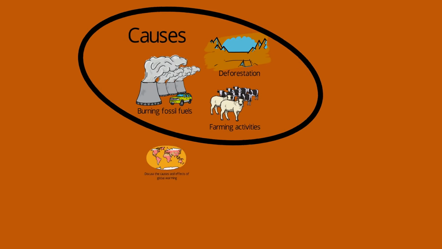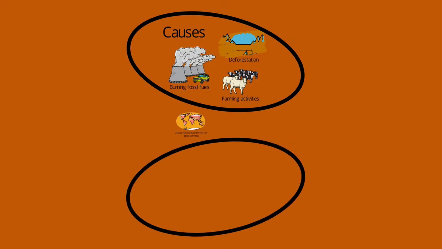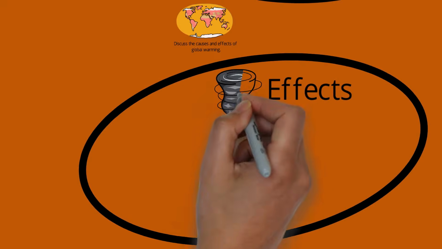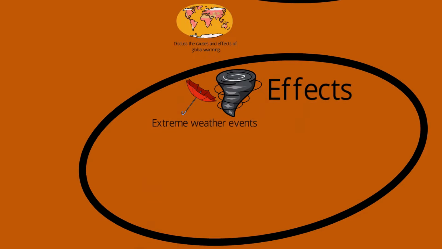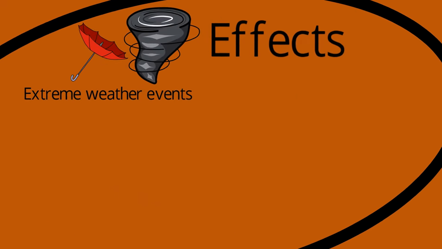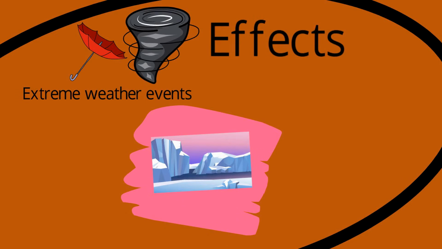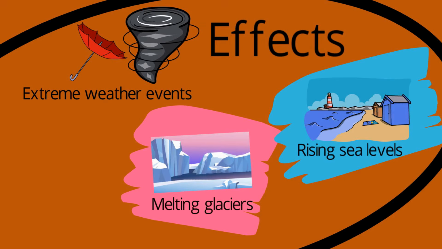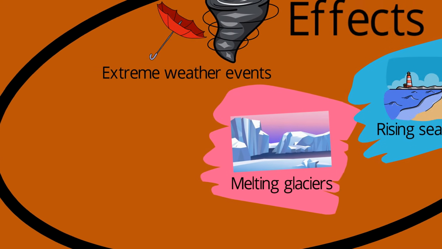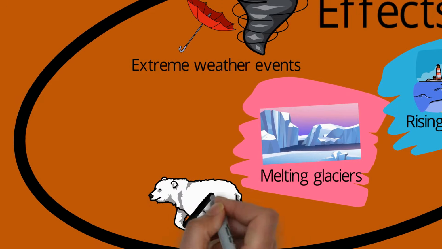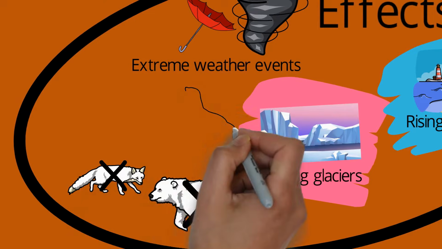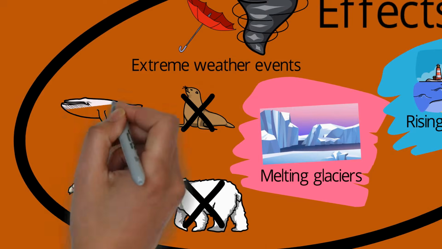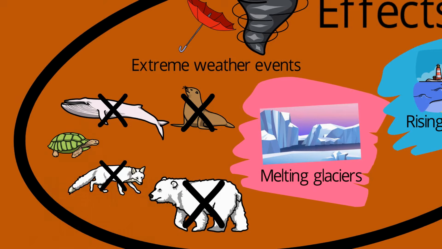So how about the effects of global warming? Well, one of the effects is extreme weather events, such as hurricanes, droughts, floods and so on. Another effect, which comes from the rising temperatures, is melting glaciers from the polar regions. Another effect of global warming is rising sea levels. Another effect is the loss of animal species such as polar bears, Arctic fox, ring seal, beluga whales, leatherback turtles. So species loss is another effect of global warming.